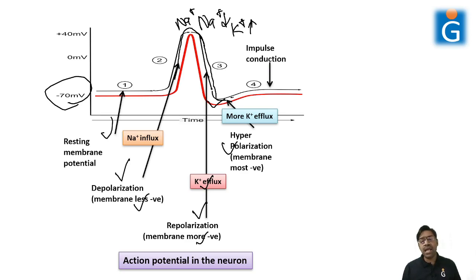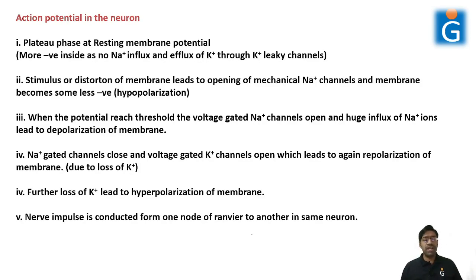And finally it is going to come back to the normal state, and again there is an impulse conduction which is going to take place across the neuron. This is how this process, called an action potential, takes place inside the neuron. Then we are going to see the action potential in the neuron.